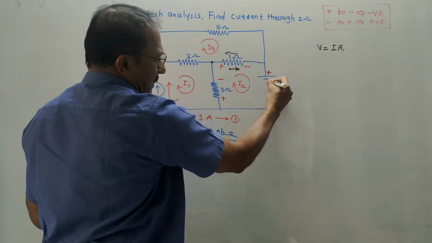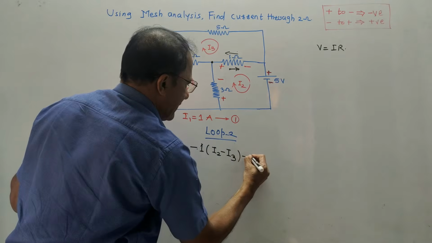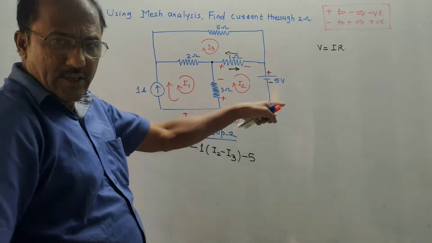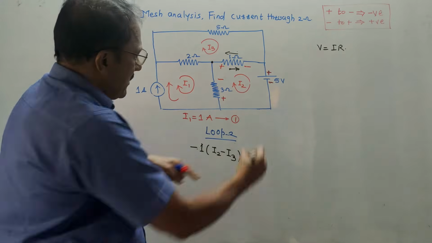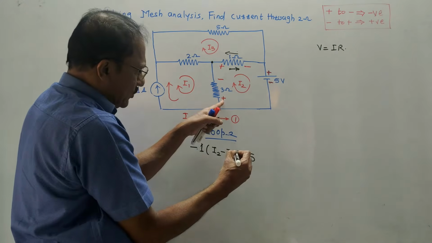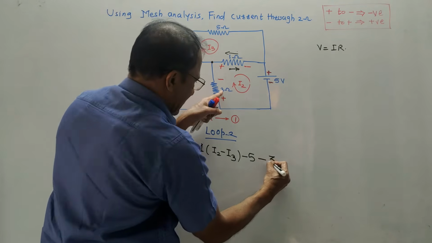Then plus to minus sign is there. Look at the convention. Plus to minus is minus. So I will directly write value minus 5. Here you don't have to consider the current because it is already the value of voltage. There is no resistance. Then come back to this point. Plus to minus, minus sign. Value of resistance is 3.